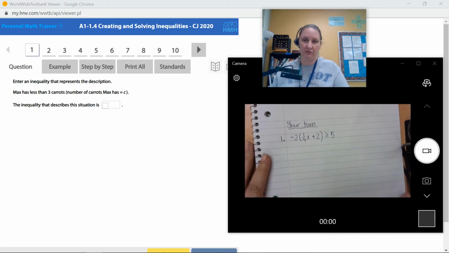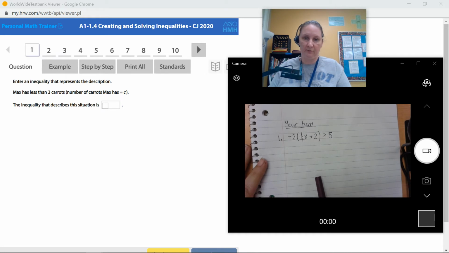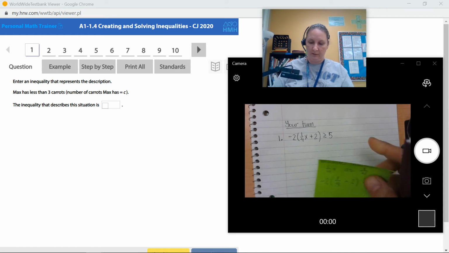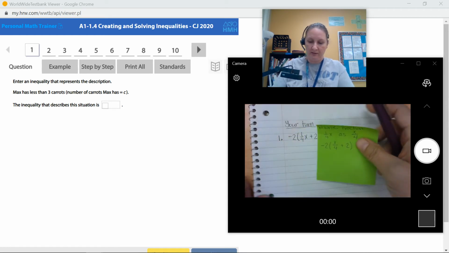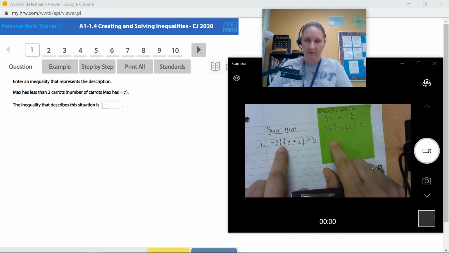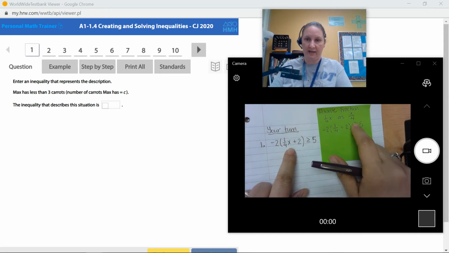Okay, so let's do a couple of your turns. Go ahead and work this out in your notebook and then pick your answer. Okay, so a real quick thought is that you might want to rewrite the 1/4 x as x over 4 to make it a little cleaner.